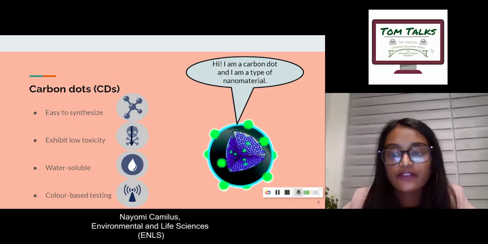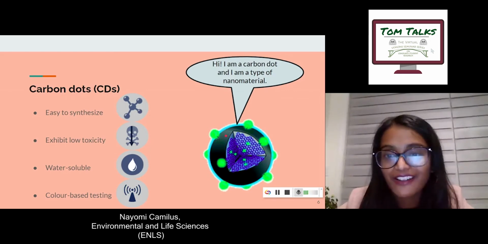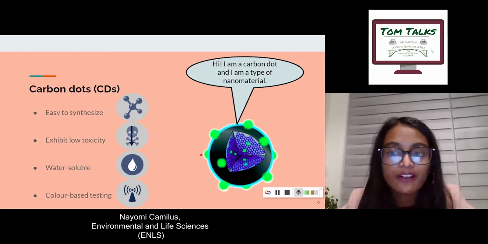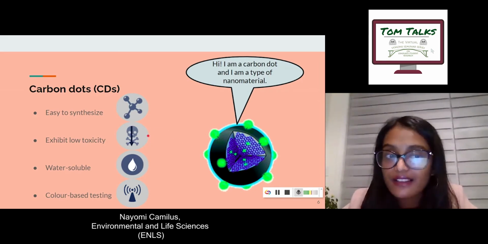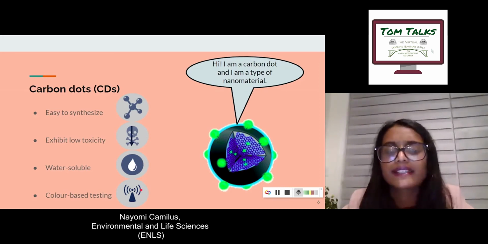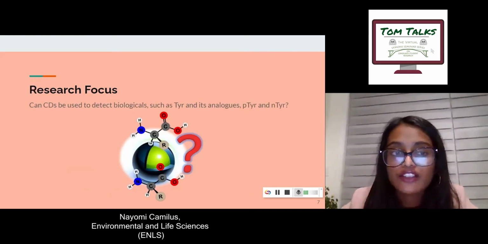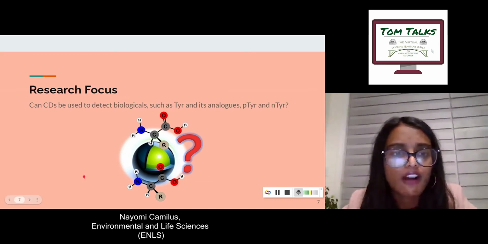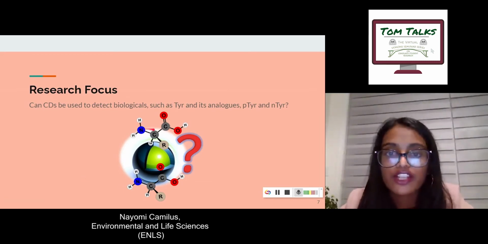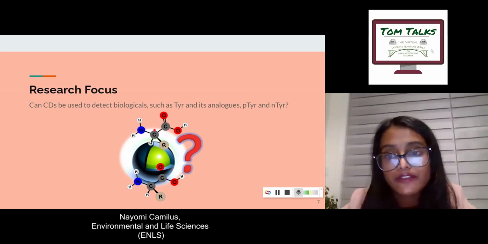So now my project actually focuses on one type of nanomaterials called carbon dots. So this is a very small carbon dot, they actually measure below 10 nanometers in size. They're actually very easy to synthesize, they exhibit low toxicity, they're water soluble, and they allow for color-based testing. So these characteristics are very useful and advantageous in terms of using them to detect amino acids. So now my research focuses on seeing whether carbon dots can be used to detect biologicals such as tyrosine and its analogs, specifically phosphotyrosine and nitrotyrosine.